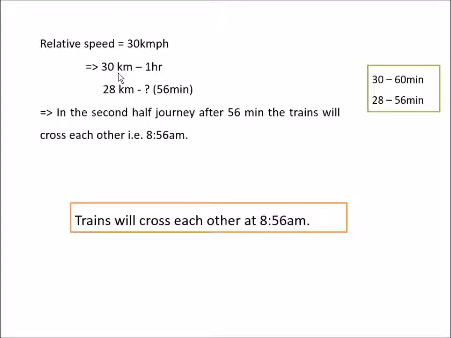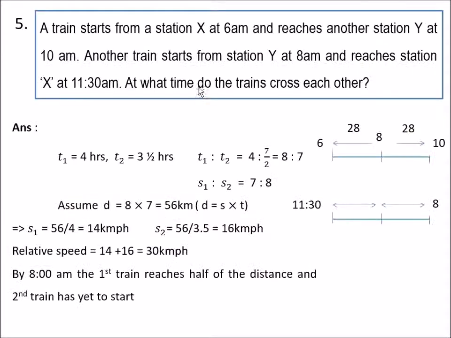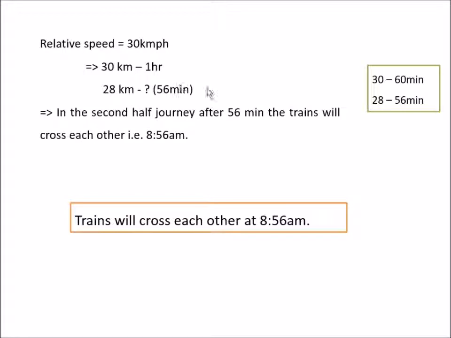So for 30 kilometers it will travel 1 hour, and here the remaining distance is 28 kilometers. So for 28 kilometers we need to find out how much time it will take, that is 56 minutes. So in the second half journey of the first train, after 56 minutes the trains will cross each other, that is at 8:56 am. So the trains will cross each other at 8:56 am. And this is the answer for this question.